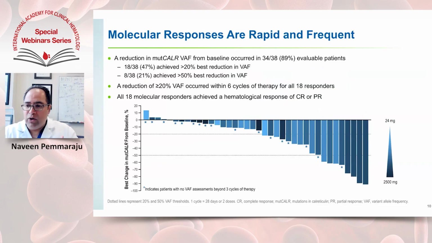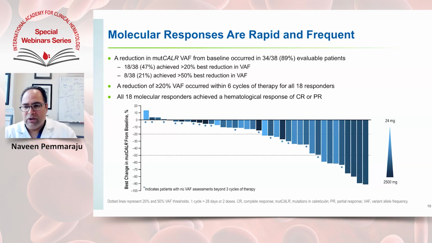At the molecular level, we know from interferon data that you can have molecular responses. And here with this novel mutant CALR, we saw both rapid as well as frequent reduction in the CALR VAF, I should say, variant allele fraction. So you can see here that 47% achieved 20% or more best reduction in VAF and 21% at greater than 50%. Interestingly, a reduction of 20% or more VAF occurred within 6 cycles of therapy for all 18 responders, and all 18 molecular responders remarkably achieved a hematological response of CRPR.